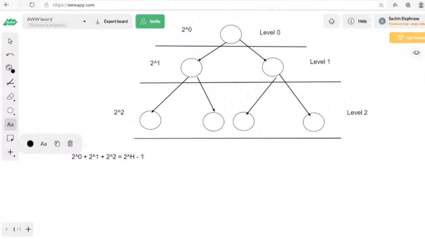What is the height of the tree? The height of the tree is equal to the total number of levels available. So 3 levels are available, so the height is going to be 3. So it is equal to 2 power 3 minus 1.